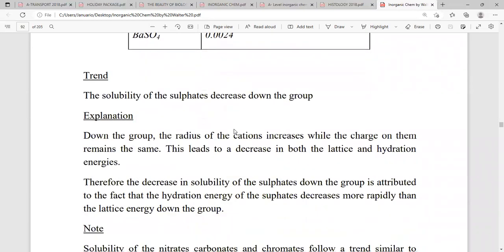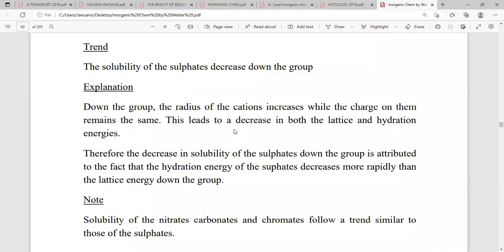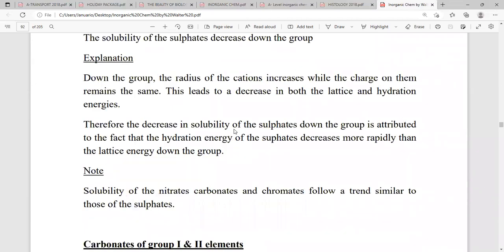For group 2 sulfates, it is because the radius of the cations increases while the charge on them remains the same, which leads to a decrease in both lattice and hydration energies. Therefore, the decrease in solubilities of sulfates down the group is attributed to the fact that the hydration energy of sulfates decreases more rapidly than lattice energy down the group.